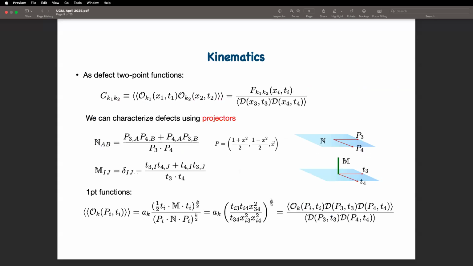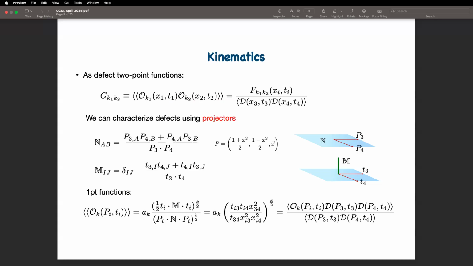Now, let's try to look at it from the complementary defect perspective. First of all, to define a defect 2-point function, we need to divide the 4-point function by the giant graviton 2-point function. So why is this a natural thing to do? One motivation can be the following.